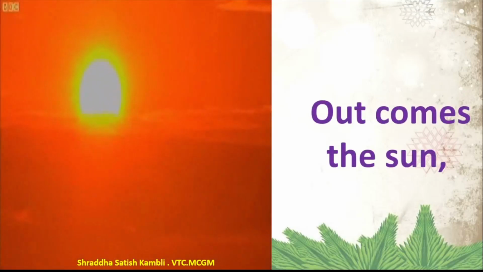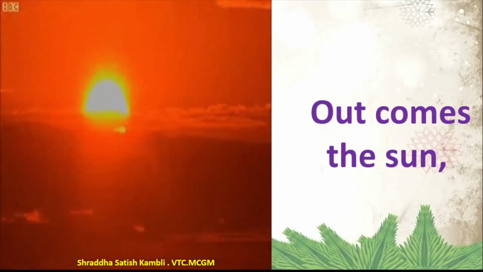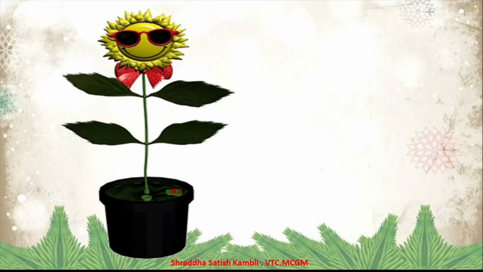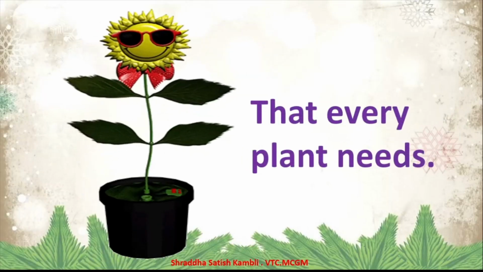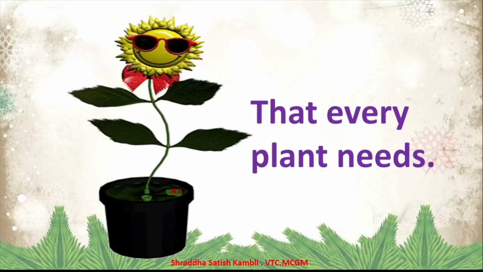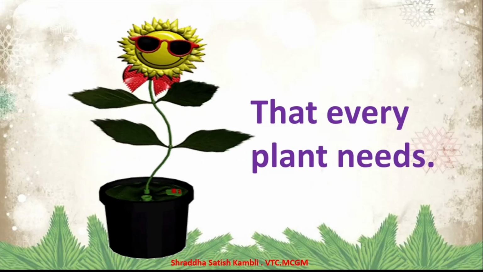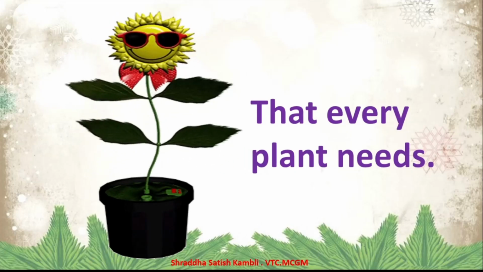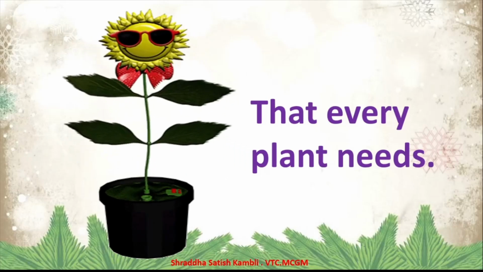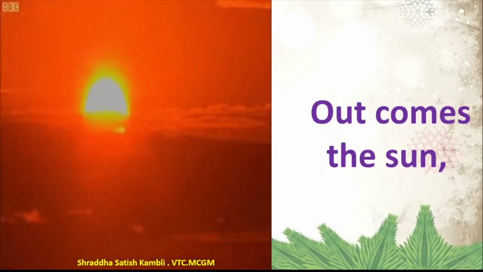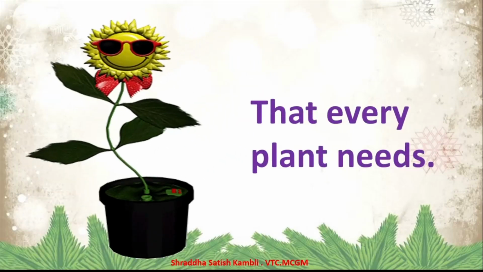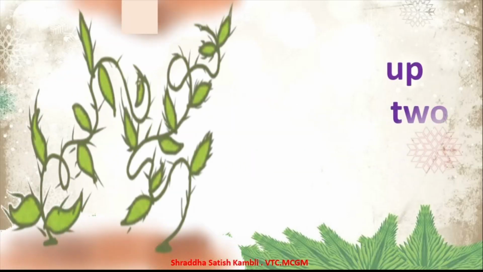Then out comes the sun. Again the sun came out. Okay, now 2 seeds are remaining, na? So again the sun came out. Out comes the sun that every plant needs. So every plant loves the sunshine. All the plants want sunshine. And when there is sunshine, they dance like this happily. Can you see how the plant is dancing? So out comes the sun that every plant needs. Then there are 2 seeds which are remaining. So let's see what happens to them.